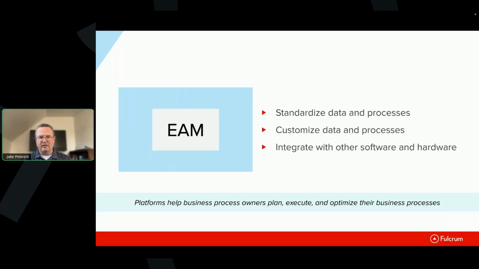You might need to integrate with a field service management platform, so that the field teams know which work orders to work on and what priorities, and are able to then organize the actual work processes that are going on. So I'm going to come back to these three, standardize, customize, and integrate, because I think those are really important. They are part of what a platform does. It's the very definition of a platform. The business process owner, whoever owns that business process, has a platform that helps them plan, execute, and optimize their business processes by doing these three things.